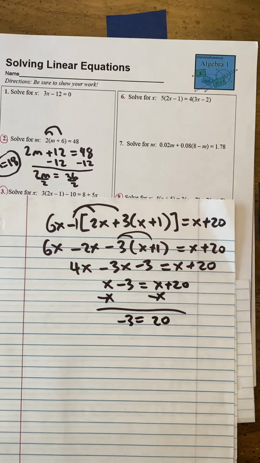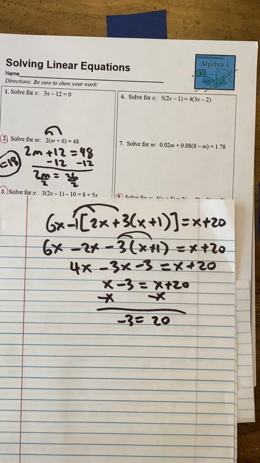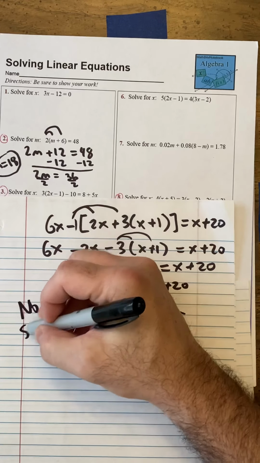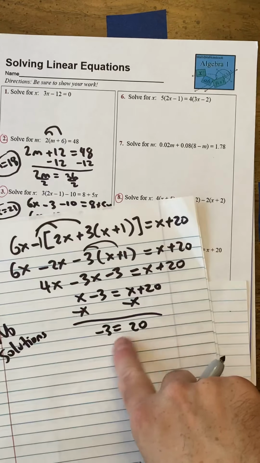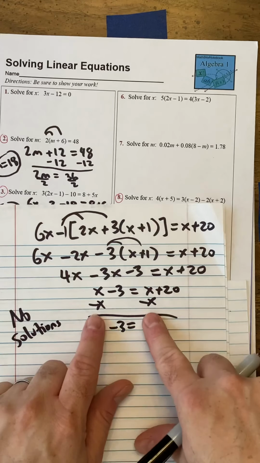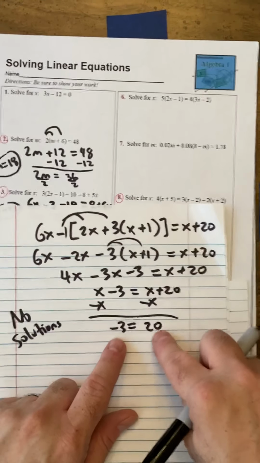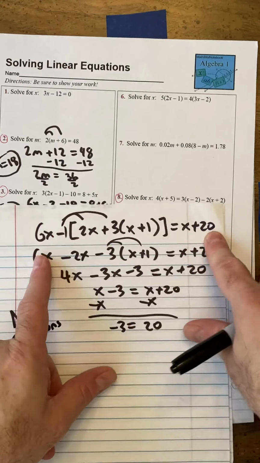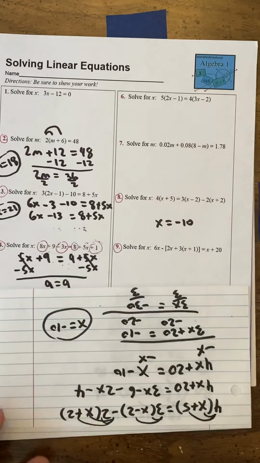Since the x's dropped out, any value for x that you substitute into the original problem is going to fail to work. So there are actually no solutions to this problem because these two sides are not equal and the x's have dropped out. So there are no values that are going to satisfy this equation when you plug them into the original problem. So in this problem, we say there are no solutions.